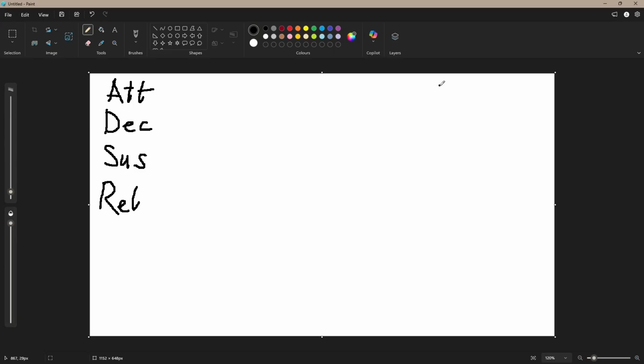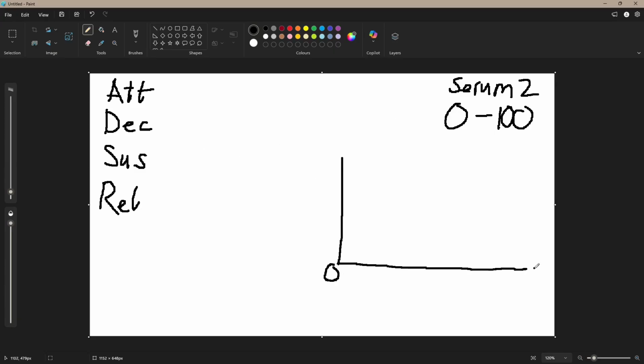So we're just going to imagine that there's some special amazing synth called Serum 2. Oh my god, we don't even need to imagine that. That's crazy. And it goes from 0 to 100 in terms of volume, right? Now, we can plot it on a graph. This is time, and then this is volume.